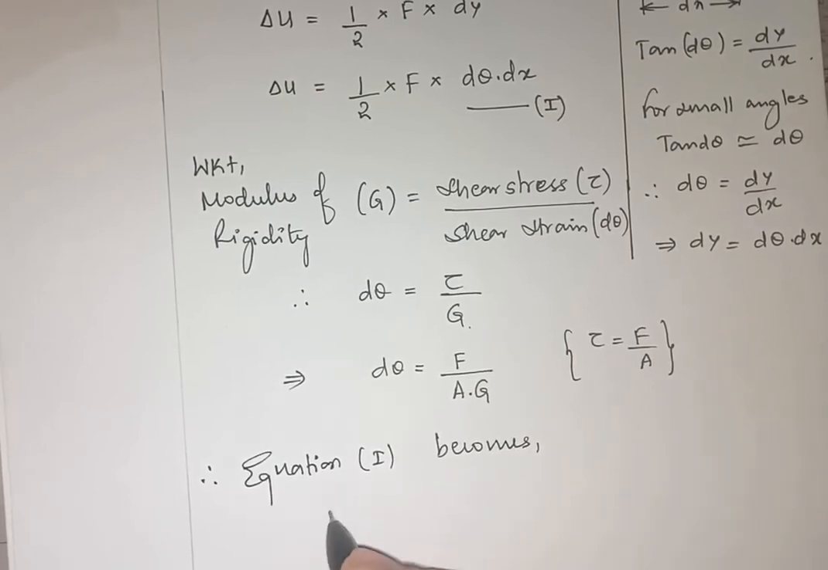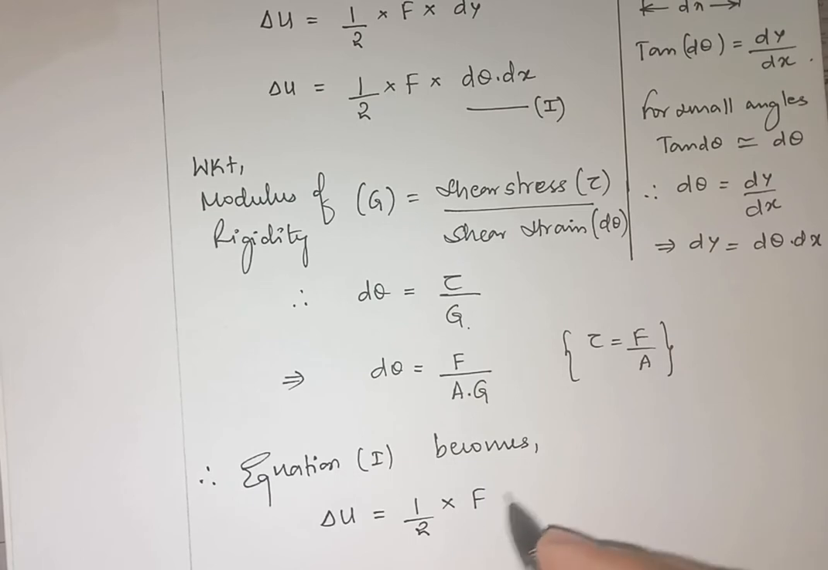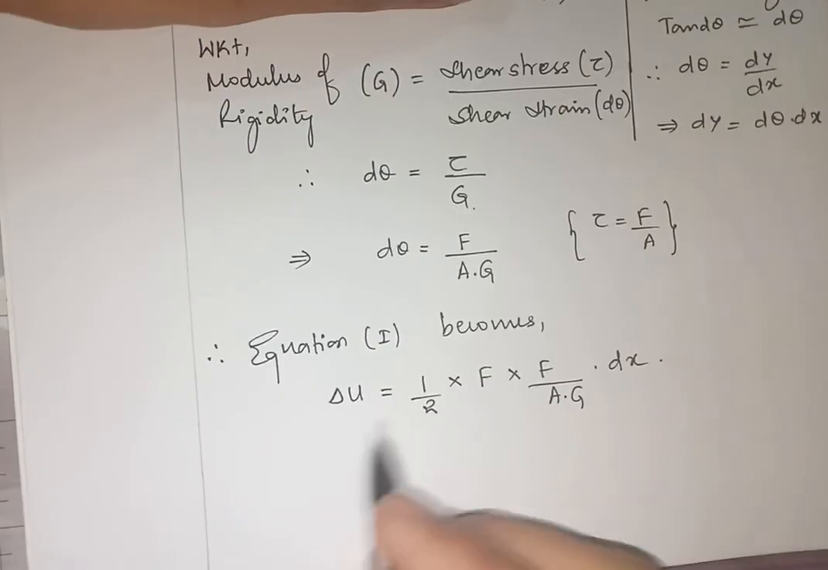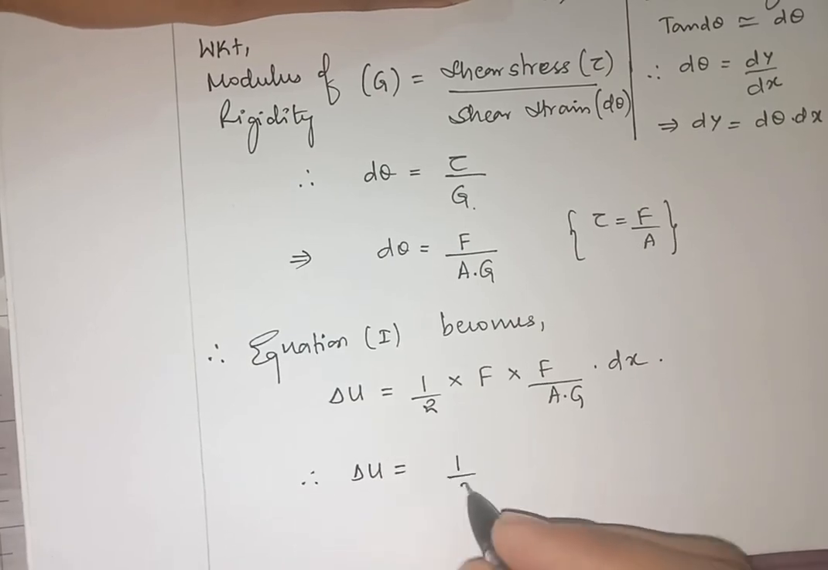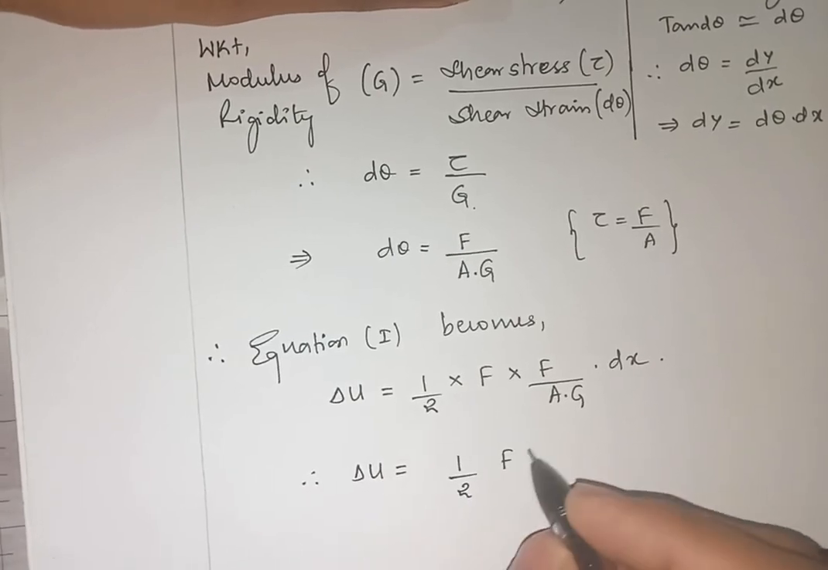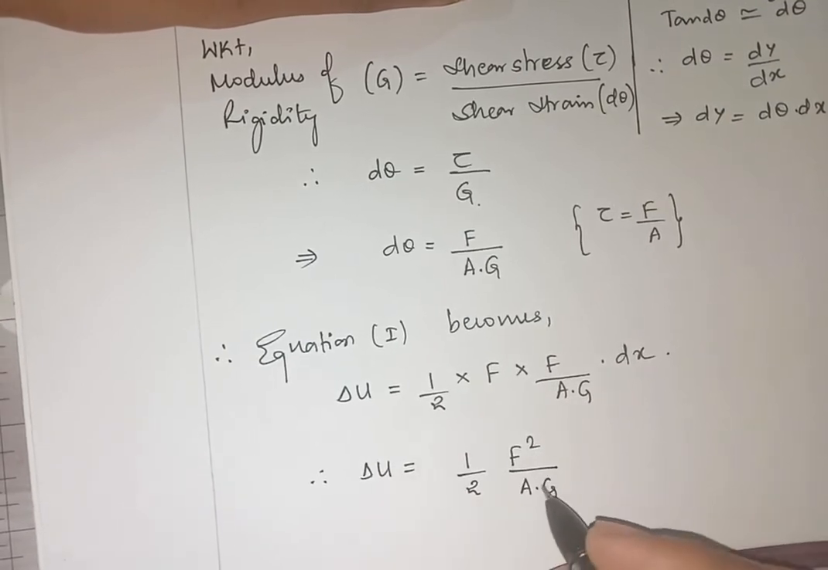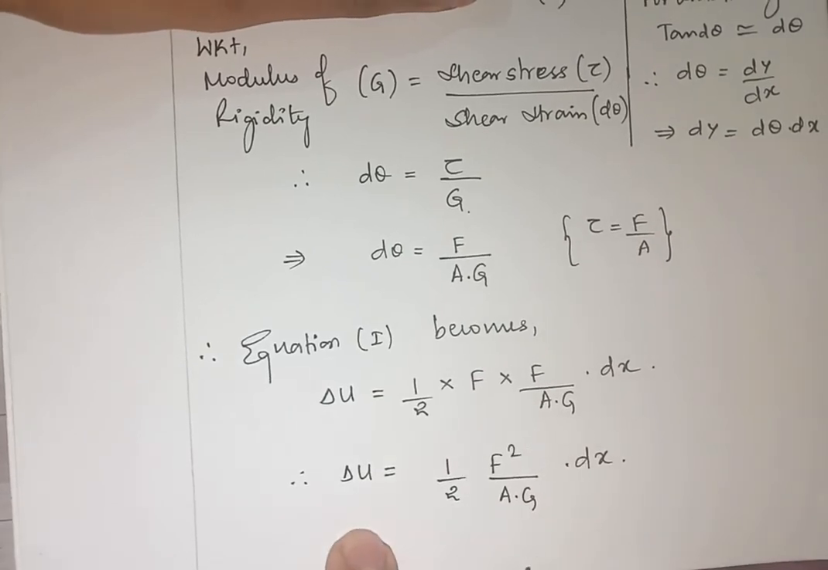What does equation 1 become? Delta u is equal to 1 by 2 into f into d theta, which is f divided by a into g into dx. So therefore delta u is equal to 1 by 2 f square divided by ag into dx. So this is for the element, right?